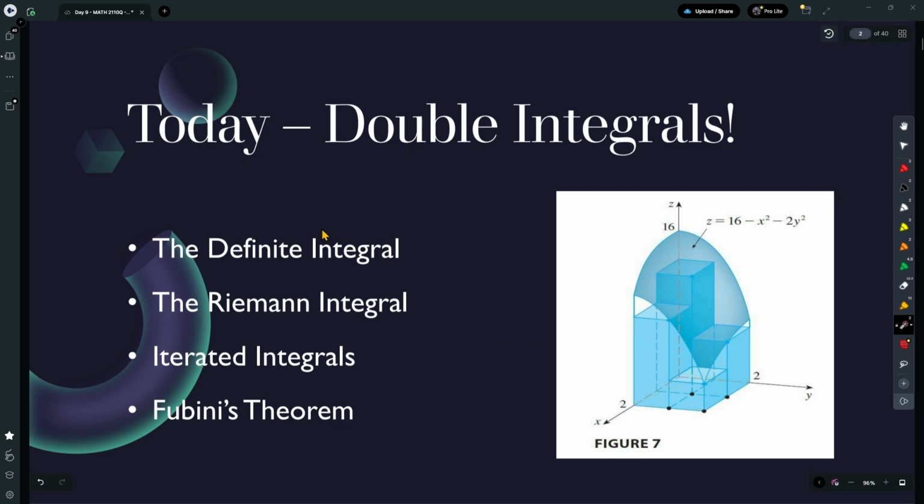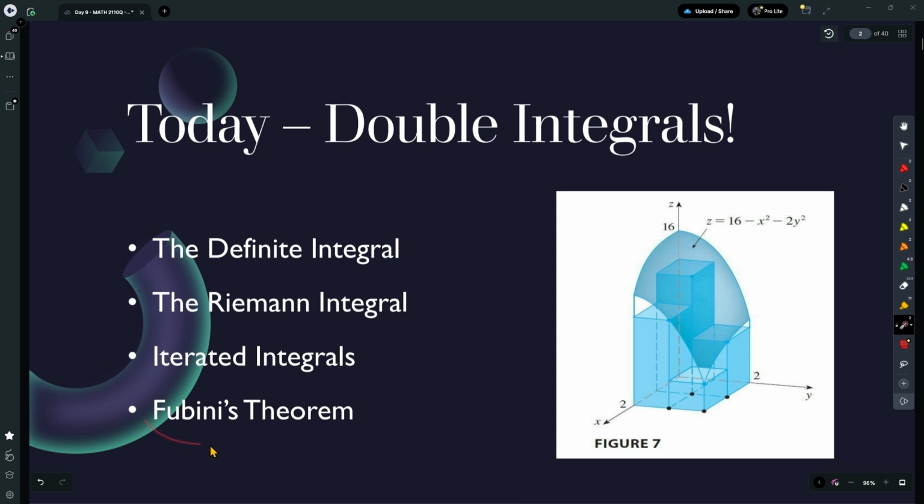For that, we're going to use the definite integral, and that definite integral is going to be defined in terms of what we call Riemann integrals, which we have seen in one variable. So we're going to do just the same thing, but in two variables. And then we're going to try to figure out how to actually compute those integrals, at least over rectangles. And over rectangles, we are going to do those integrals using iterated integrals.